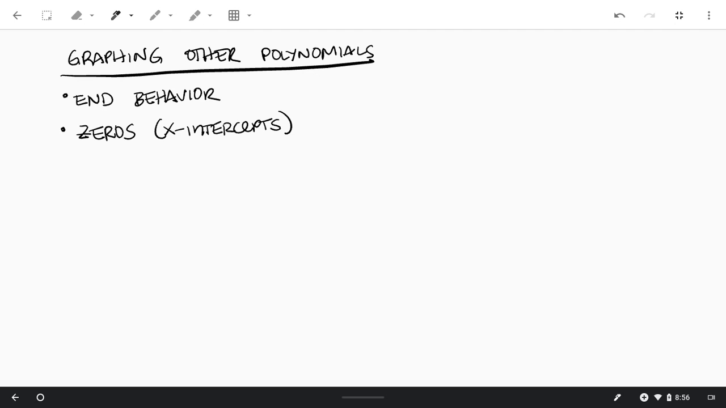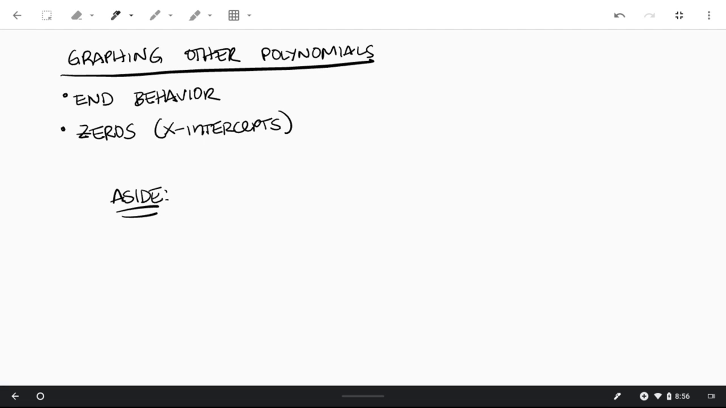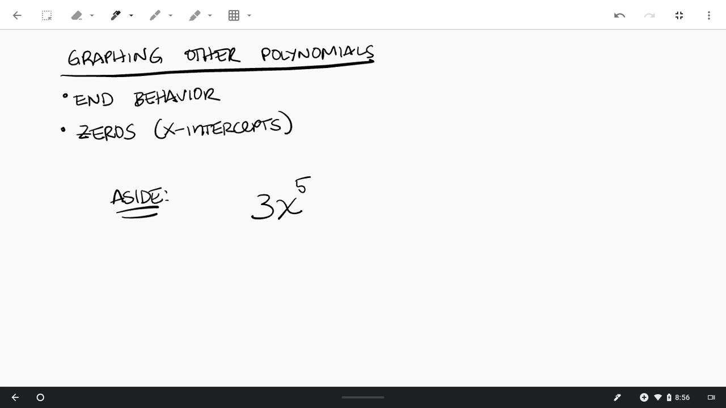Before we do that, let's have a look. You don't have to copy this part down. This is just a side. Just pay attention. Now, suppose that I have this here, 3x to the 5th power, and suppose that this is the leading term of my polynomial. So suppose I have like 3x to the 5th plus, again, don't copy this down.